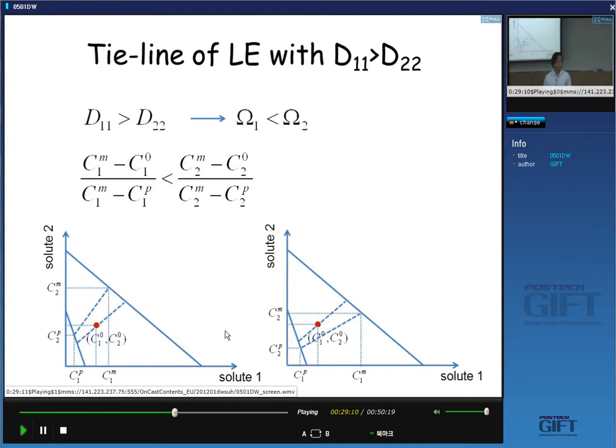So many students are likely to think that when someone asks them which tie line will be the operating tie line, they just pick the tie line which passes through the original composition. But that is not true in general. The tie line passing through the original composition can be the operating tie line when the diffusivity of the two solute atoms is the same. If there is some difference in diffusivity, the operating tie line is apart from the tie line which passes through the original composition.